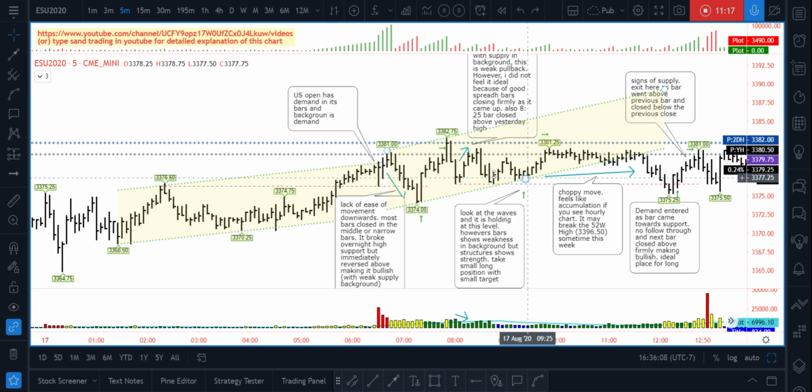So you will still be in a bias mode, but if you observe it, it is unable to break this one, and then this is being respected. So this is where you can take a long trade after these two bars, especially now that supply has weakened in this swing down. You can take a long here, and of course your target will be a conservative one, which will be this one.